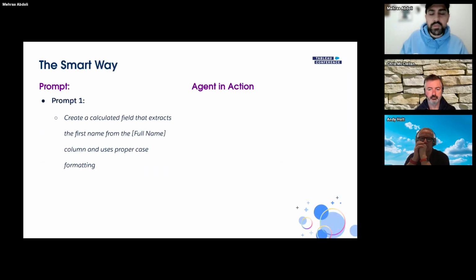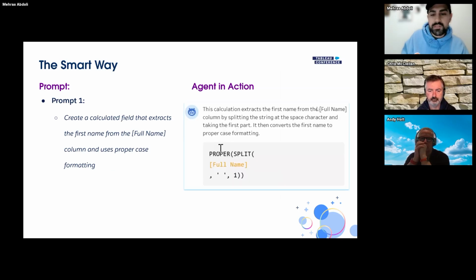And the smart way of doing this is, I learned from my last example. I was a little bit more clear about what I want. So I'm asking it to create the calculated field, probably not required to say that. And then I'm telling it to extract first name from the full name. Use proper case formatting. It was able to do this for me, wrapping it around a proper splitting, splitting it by space, and since I said first name, it's looking for the first part.